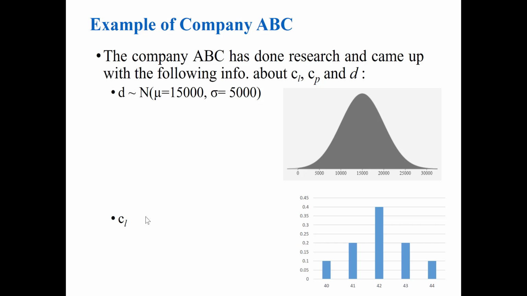And then they also came up with the CL, that as you remember, CL is between 40 and 44, and they estimated the probability distribution of this factor: there is a chance that 40 happens by 1%, 10%, and 41 happens by 20%, 42 happens by 40%, 43 happens by 20%, and 44 happens by 1%. So this is the discrete distribution that we can see for this labor cost.